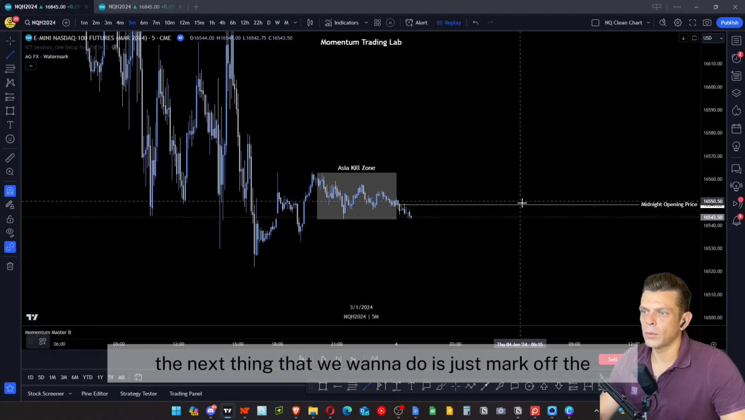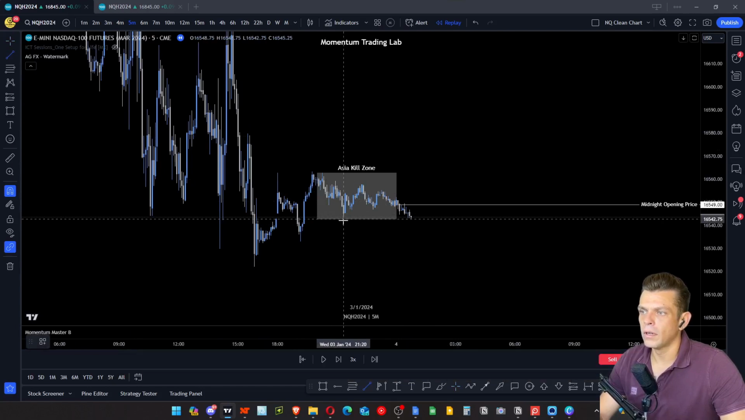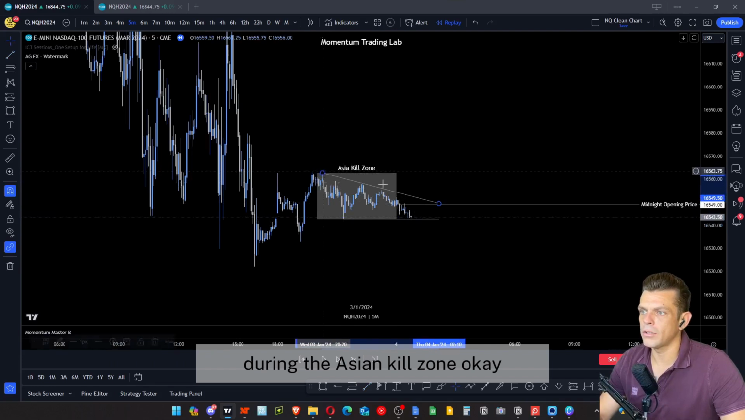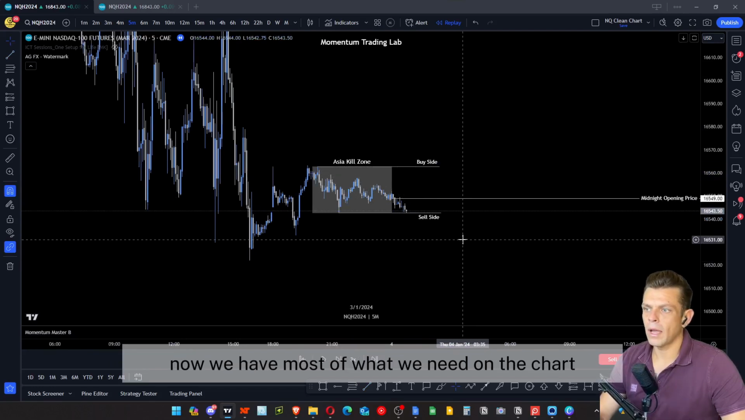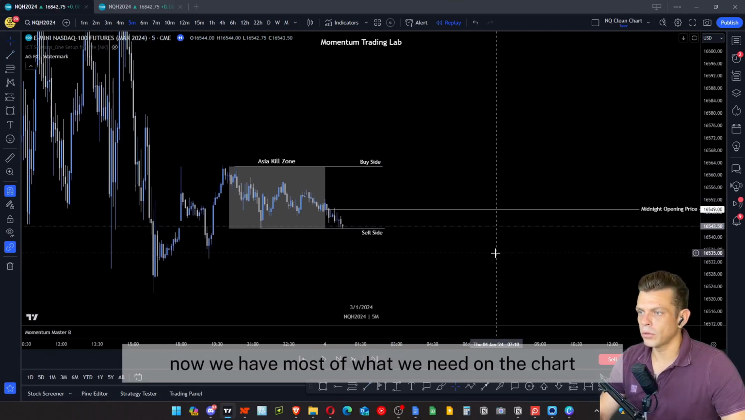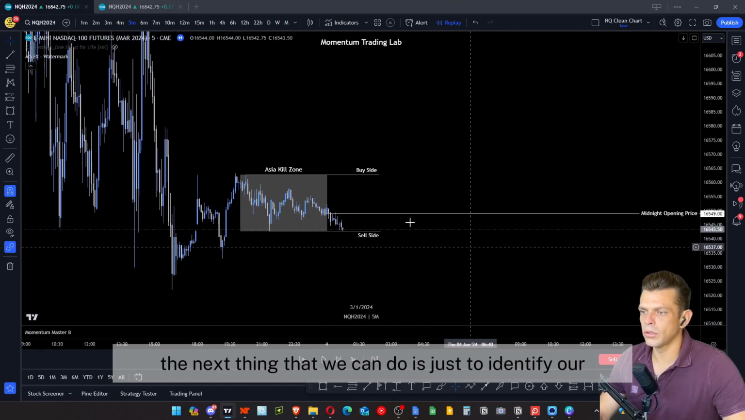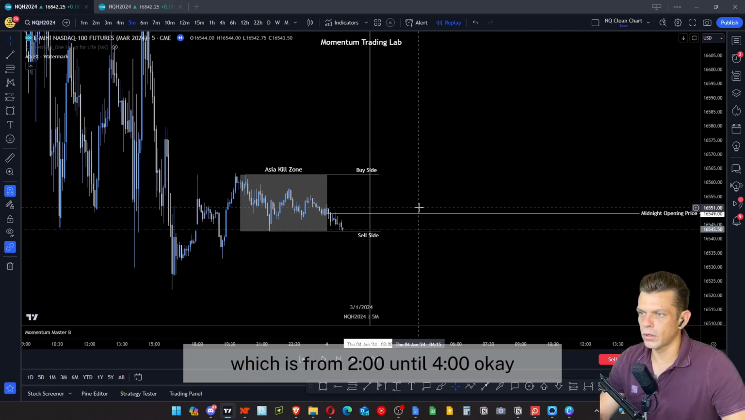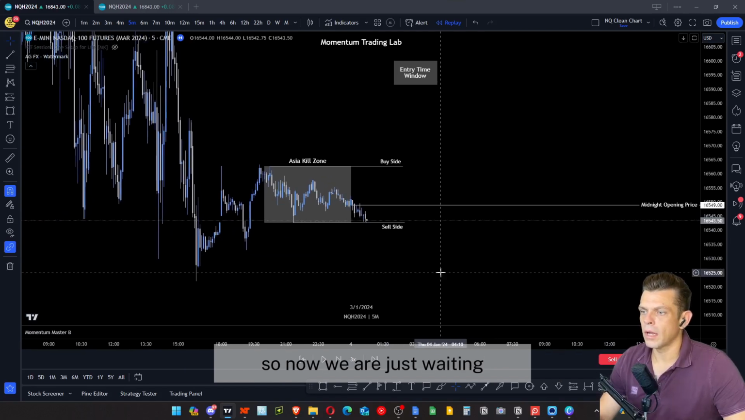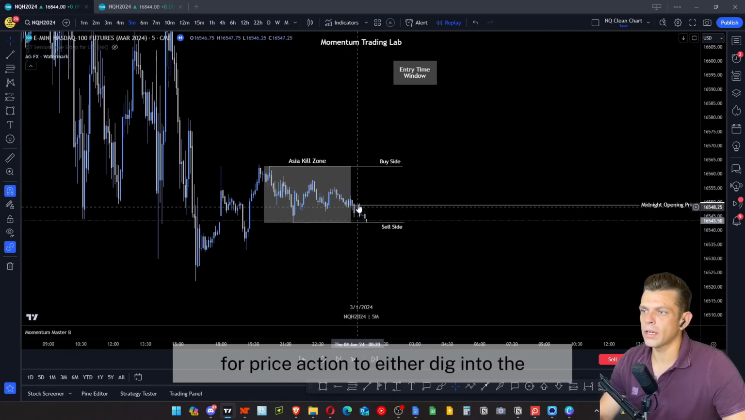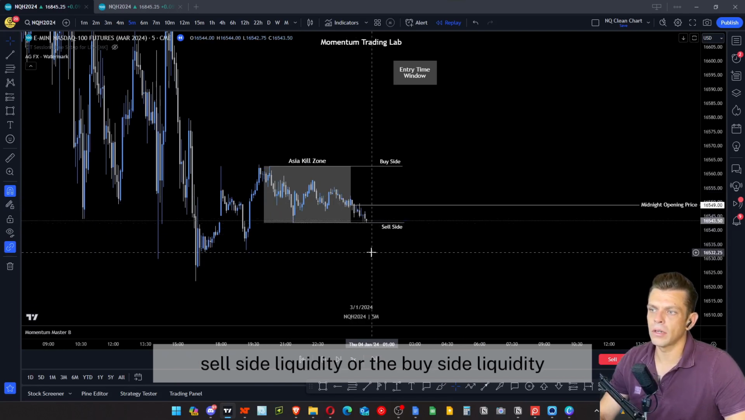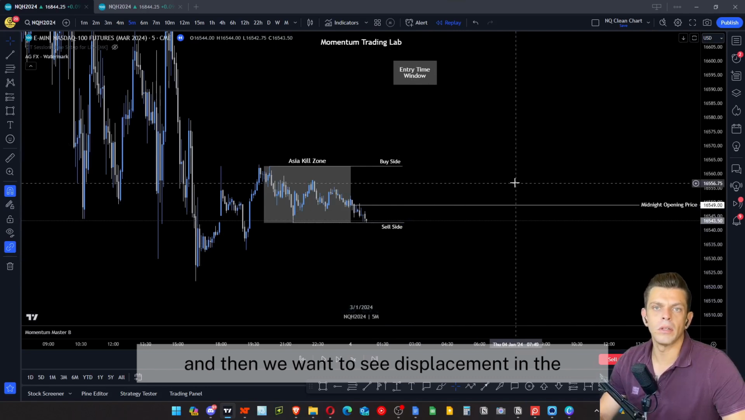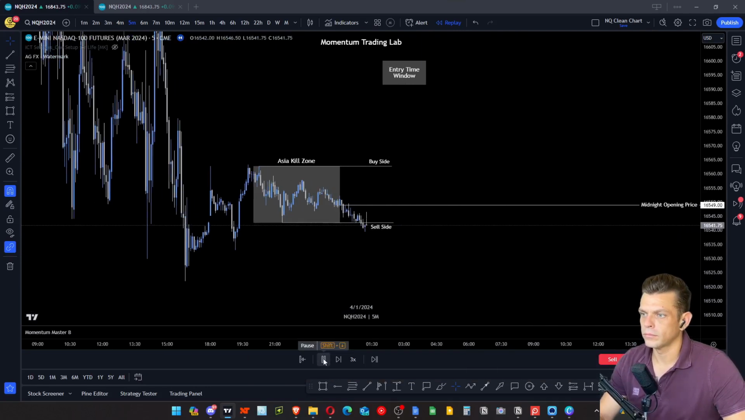Okay, the next thing that we want to do is mark off the lowest low and the highest high that formed during the Asian kill zone. Okay, now we have most of what we need on the chart. The next thing that we can do is just to identify our entry time window, which is from 2 o'clock until 4 o'clock. Okay, so now we are just waiting for price action to either dig into the sell side liquidity or the buy side liquidity. And then we want to see displacement in the opposite direction.